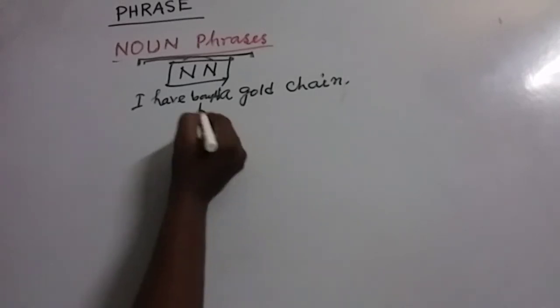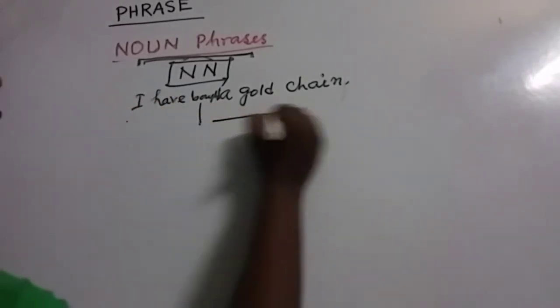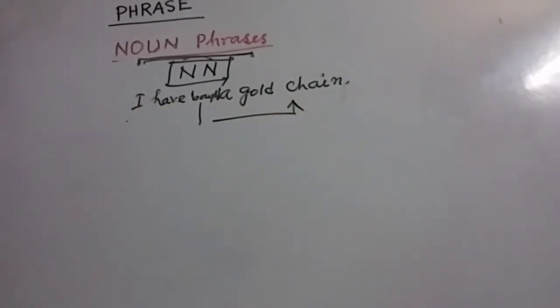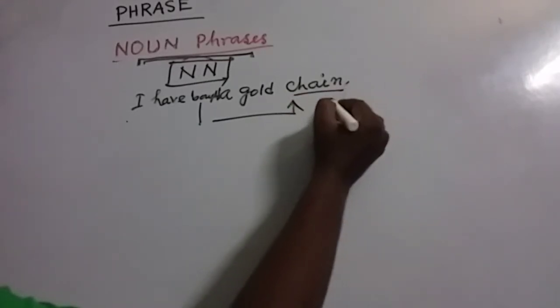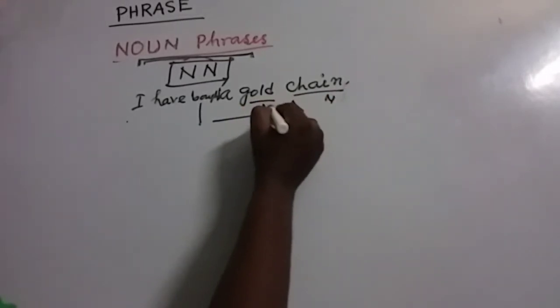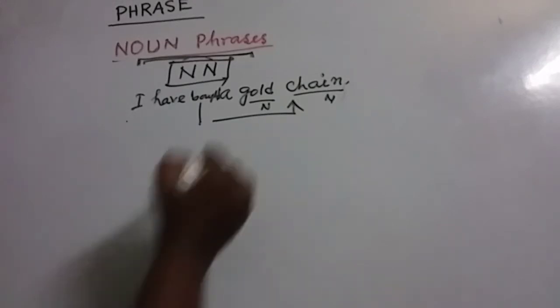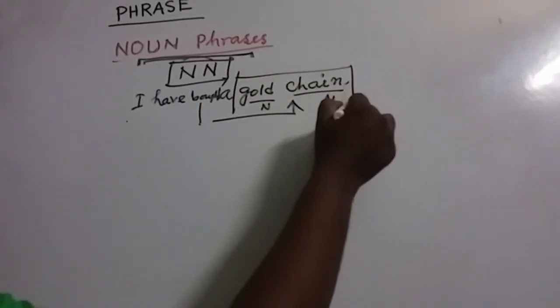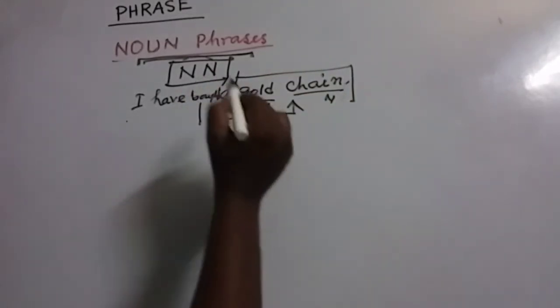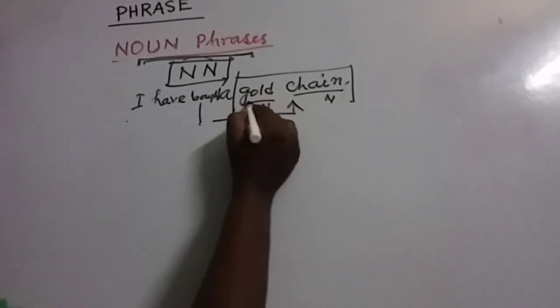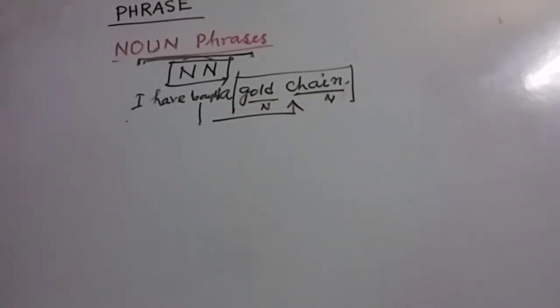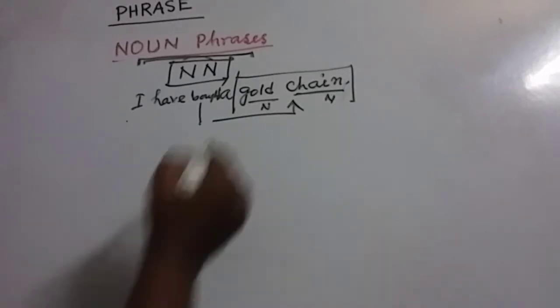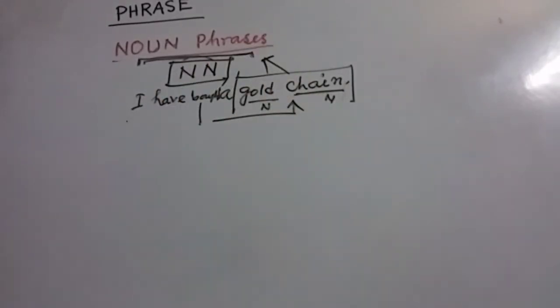So what have I bought? A gold chain. Look at this group of words. Chain is a noun. Gold is also one kind of metal, so it is also a noun. Between these two nouns there is nothing. That means we have placed two nouns together. In this way we can form a noun phrase. It is also a noun phrase.